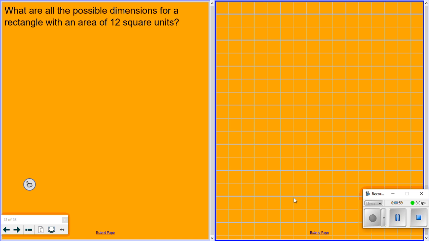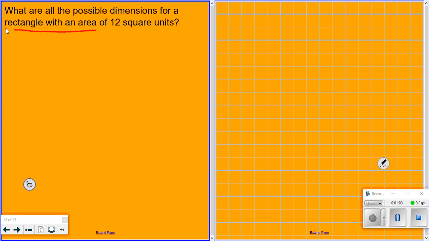Before we do that, let's just think about what this back half of our question means. What does it mean to have a rectangle with an area of 12 square units? I should see lots and lots of hands because we've definitely talked about this. Lincoln, what does that mean?